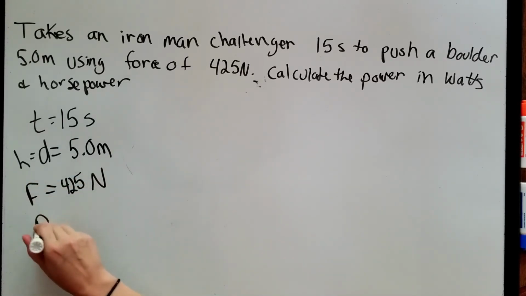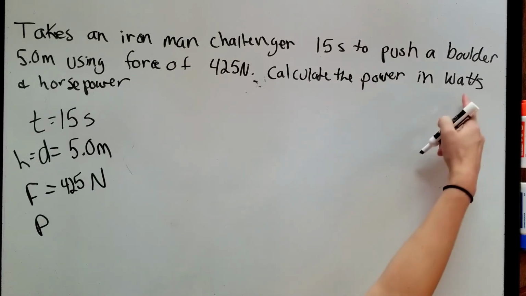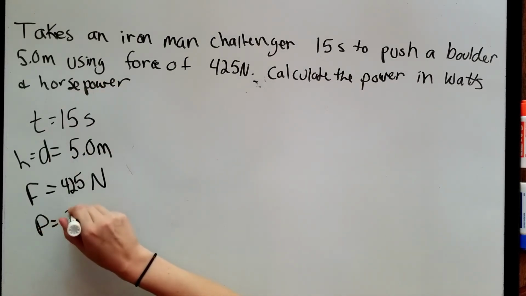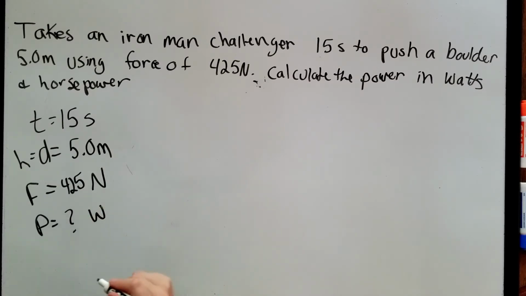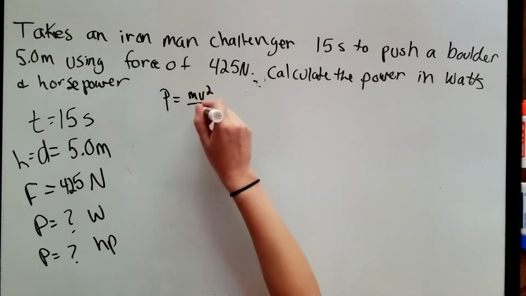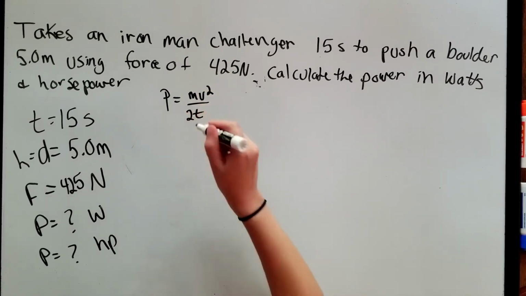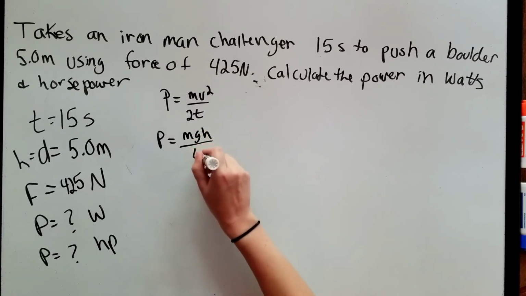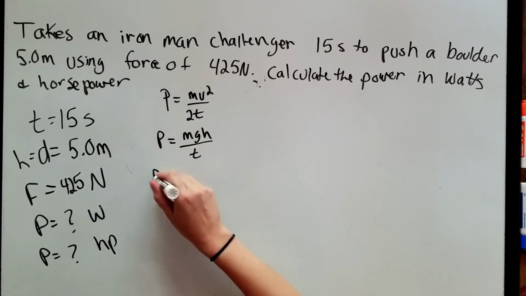We're calculating power, but we're doing it twice, notice, because it wants it in watts and horsepower. So power, I'm going to put question marks, W for watts, and then power, question mark, HP for horsepower. So remember, you're looking at the equations on your equation sheet and picking out which one is going to work.